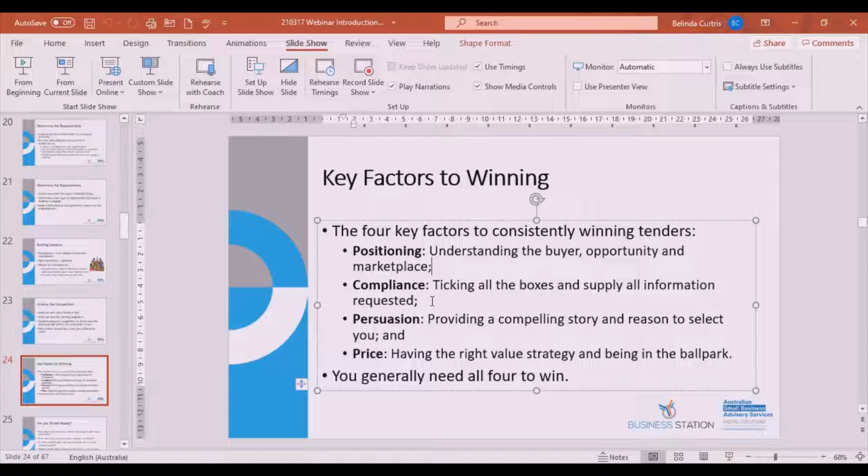And price, so having the right value strategy. So getting an understanding of where your price is value for money for the organisation. And you need to do your research. You would have your own sort of price basis and mechanisms that you use to develop a price. But do your research. I mean, local government, for example, I mean, I've done this.